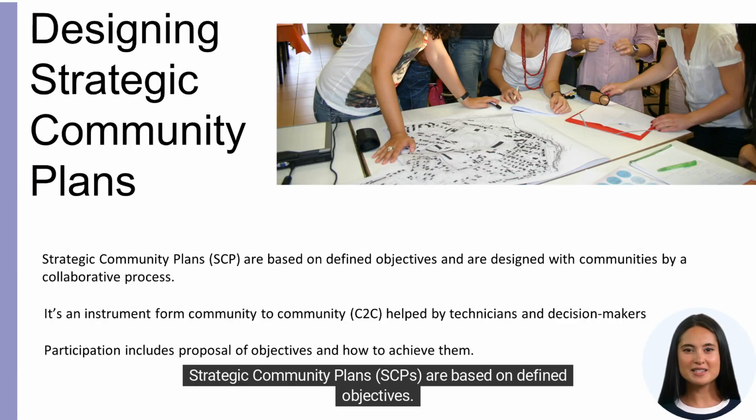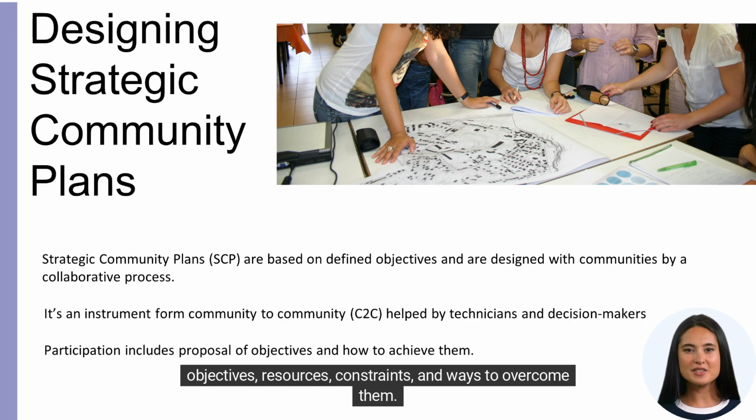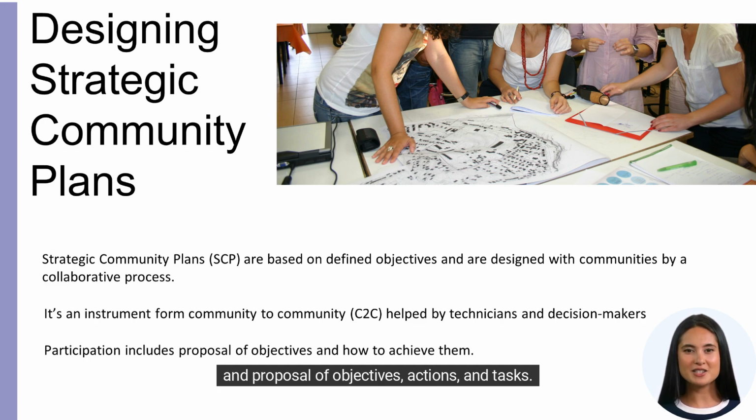Strategic Community Plans, SCPs, are based on defined objectives. They must clearly indicate actions, tasks, timing, forms, relationships with other actions, tasks or objectives, resources, constraints, and ways to overcome them. Monitoring processes are essential for quick corrective measures. SCPs are created with communities through collaboration. Understanding the present state of the territory and community desires is crucial for conscious participation and proposal of objectives, actions, and tasks.